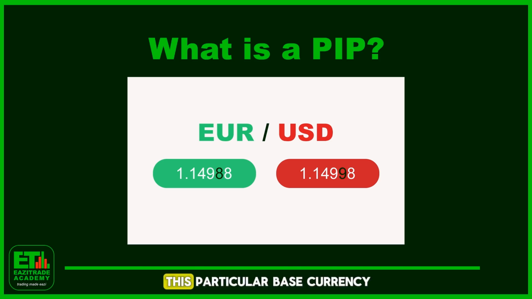So if, for instance, this particular base currency, which has a green background, was initially 1.1497, if it increases to 1.1498, that's a pip movement. So if it increases to 1.1499, as you've seen, it's what? 2 pip movements. That's 2 pips. It's as simple as ABC. All right, I hope this is well understood. And let's move on to the next slide.